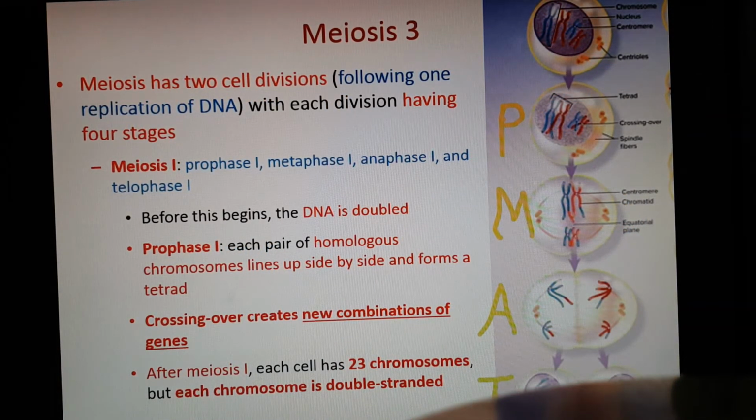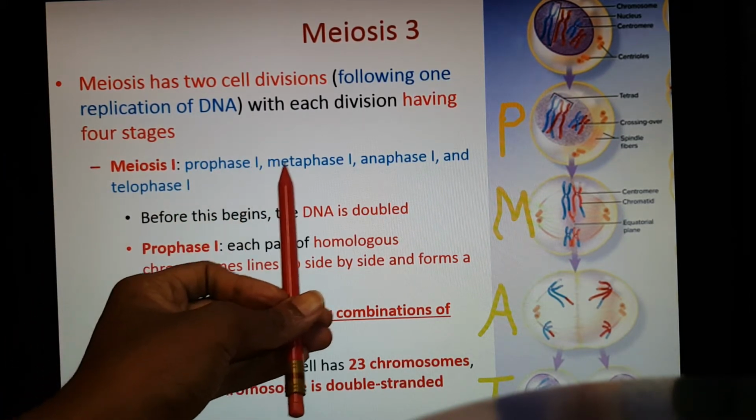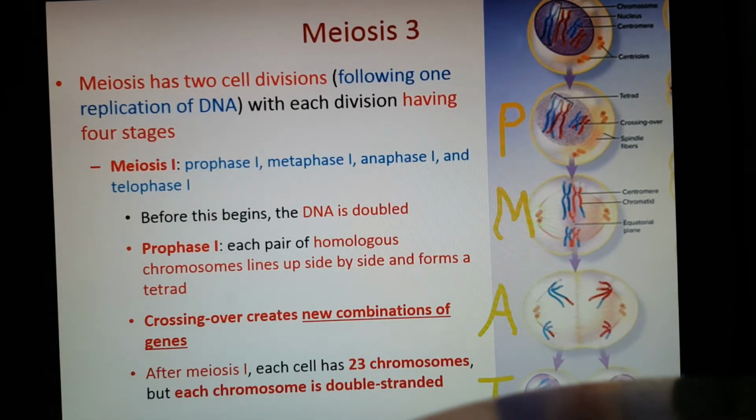So the next slides go through it in a little bit different manner, just gives you more detail. So again, your meiosis has 2 cell divisions, so our 2 mitosis-like steps, still having your prophase, metaphase, anaphase, and telophase. So in our meiosis 1, you have the 1 designating that it's in that first set.